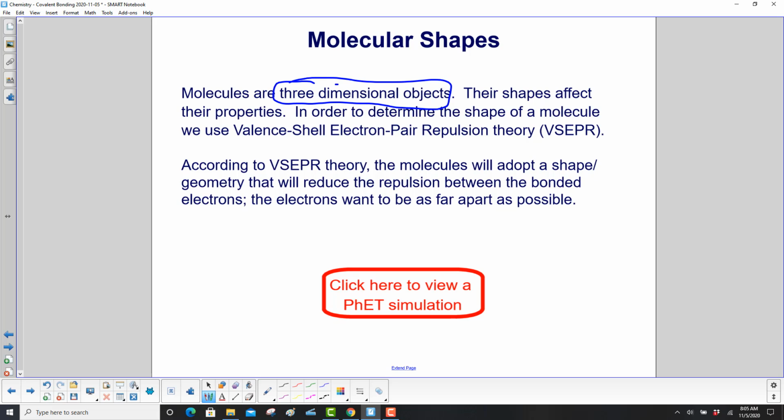In order to determine the shape of a molecule, we use the valence shell electron pair repulsion theory, or VSEPR. According to this theory, the molecules will adopt a shape geometry that will reduce the repulsion between the bonded electrons. The electrons want to be as far apart as possible, and you can click here for a pretty decent simulation on this.